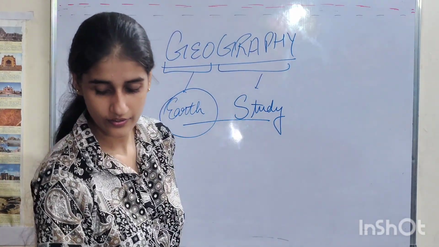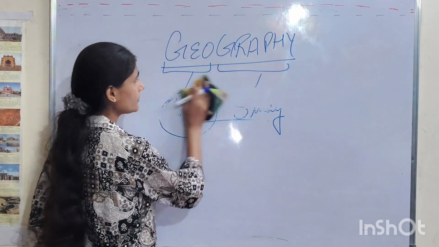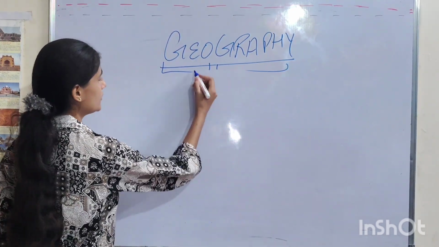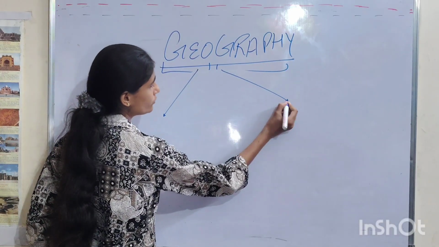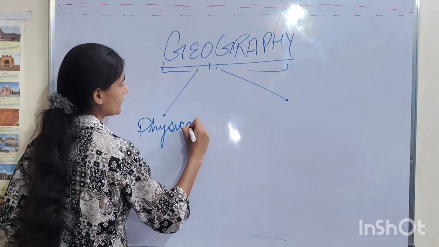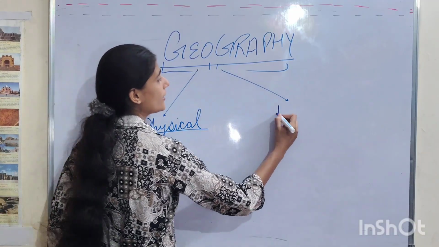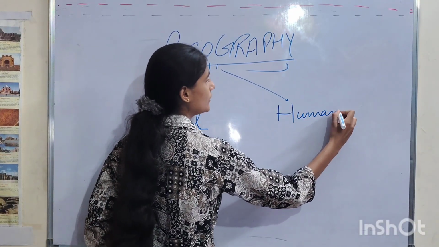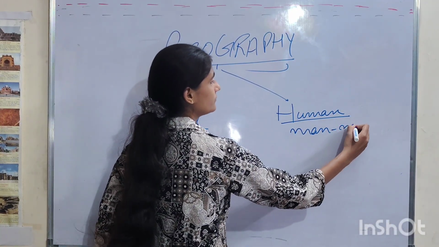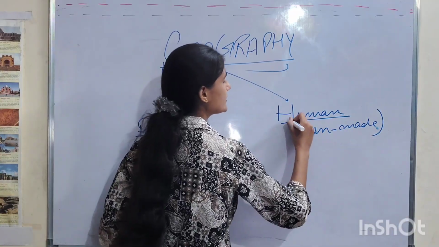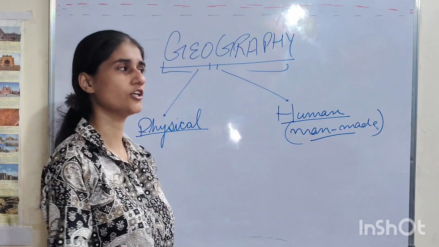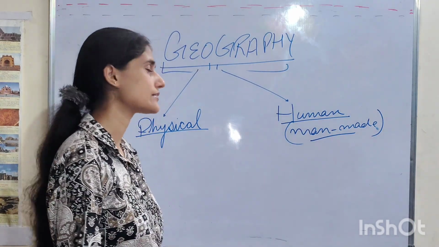Now let's see the branches of geography. It has two branches. One is physical and another is human geography. Physical geography and human geography. Human geography covers all the things which are man-made. For example, we will study population, gender, population, rural areas, urban areas.